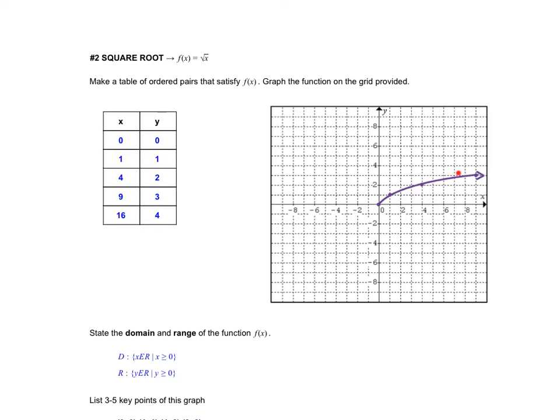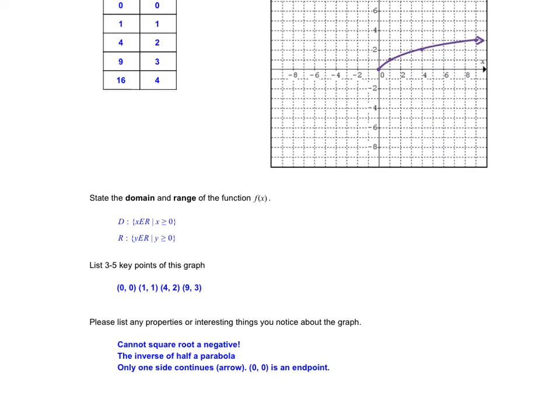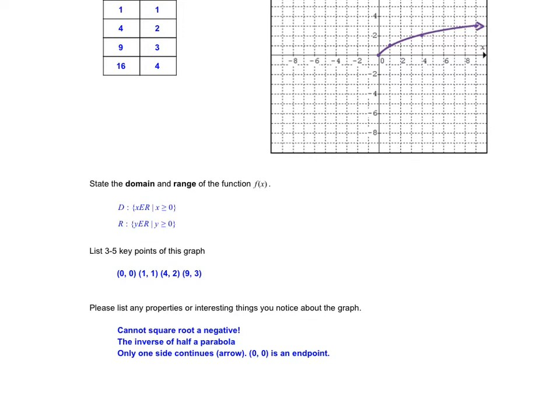In order for you to have this arm and the one below it, this would have to be plus or minus the square root of x, but that is not the base function. The base function is the positive square root of x. Now for my key points, I just picked the nice square rootable values. And for my properties, I mentioned you cannot square root a negative. I mentioned the inverse connection.